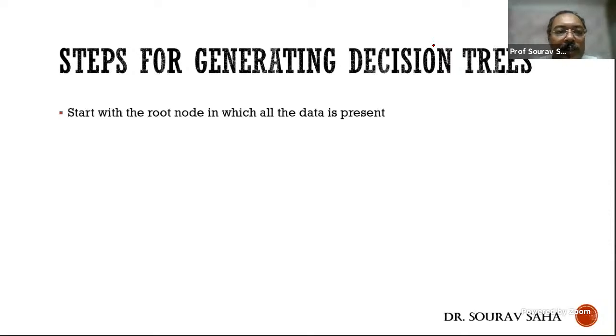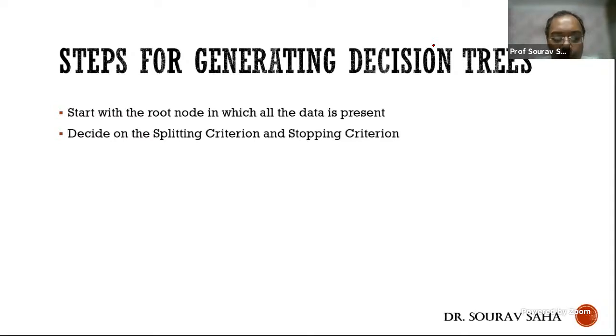Steps for generating a decision tree. First is that you start with the root node. Root node means all the data is present out there in the decision tree. Decide on some kind of splitting criteria and some kind of stopping criteria, right? Splitting, I think you understand, is on what basis the tree should be split. What about the stopping part? You stop growing the tree at a point where your objective is satisfied.